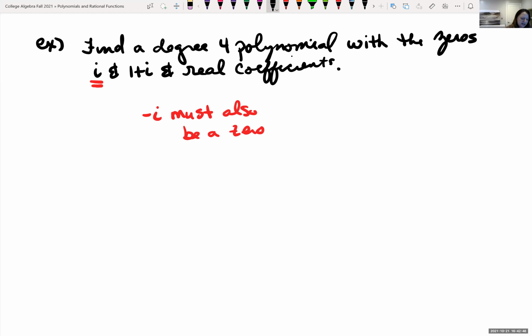So let's look at that. We have x minus i all times x plus i. So if we distribute that out, well, this is a difference of squares. So we could just square the first term, x squared minus i squared. i squared is negative 1. So minus a negative 1 would be plus 1.